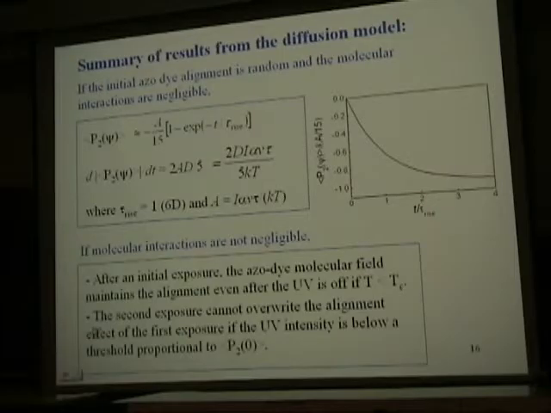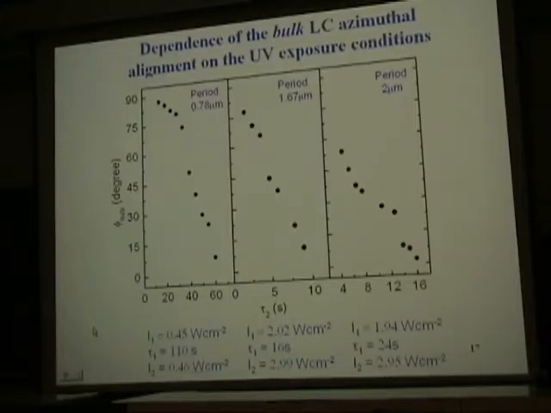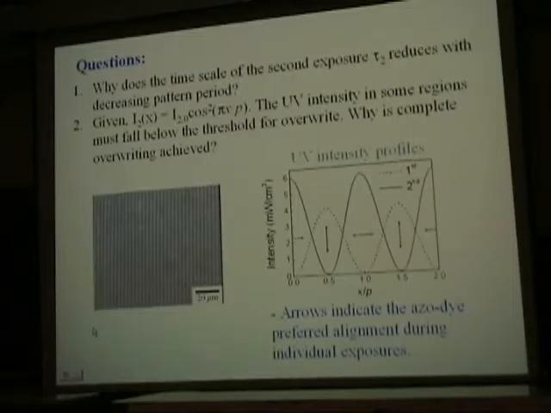Okay, so all the results that we have discussed so far about the diffusion model have been confirmed in the experiment. And with this knowledge, I would like to now go back and try to understand the data that we discussed earlier. Recall that we had raised the question concerning why the scale of tau2 decreases rapidly with decreasing pattern period. But if you look more closely at the data, you may discover another interesting question.